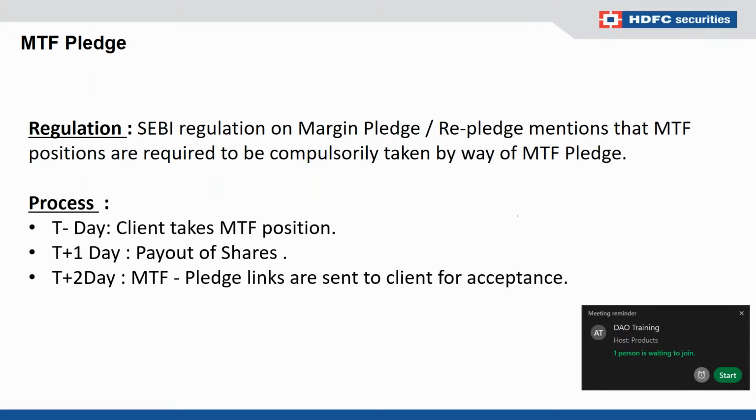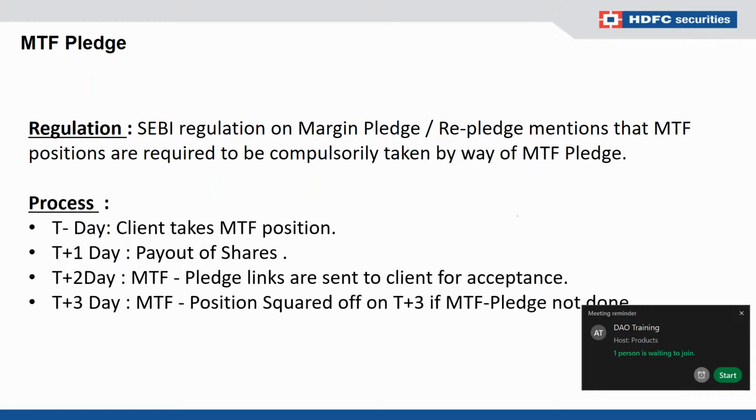the pledge, but the same needs to be accepted till 9 p.m. on a daily basis, till the customer is holding the position. If not, then our risk team squares off the position. Here on T plus 3 also, the customer has an option to either convert into delivery by paying the remaining cash, or customers can square off the position and buy a new position of a different script.